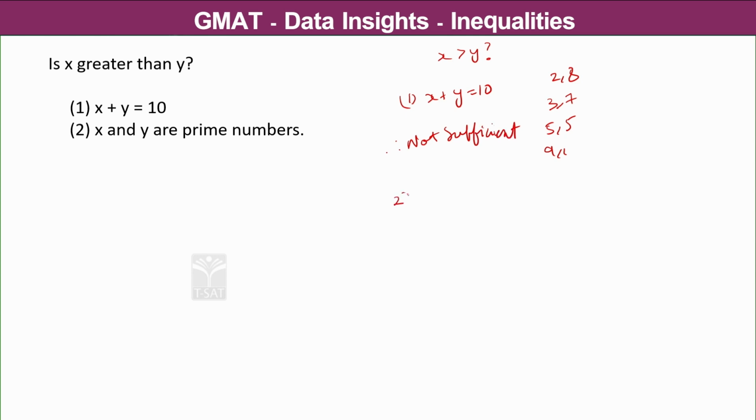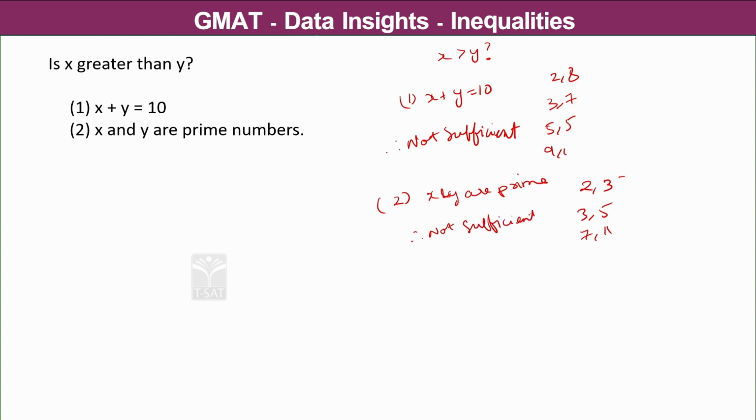Statement 2 is telling us x and y are prime numbers. So they can be any two prime numbers. They can be 2 and 3, they can be 3 and 5, they can be 7 and 11, they can be a set of any prime numbers. So therefore, this is also not sufficient to tell us which is greater.